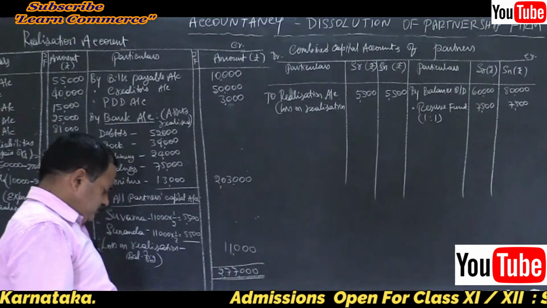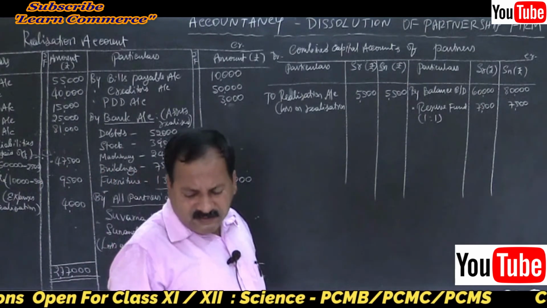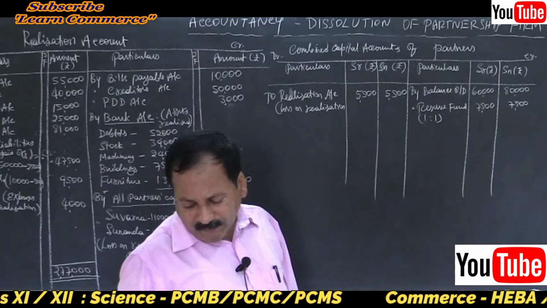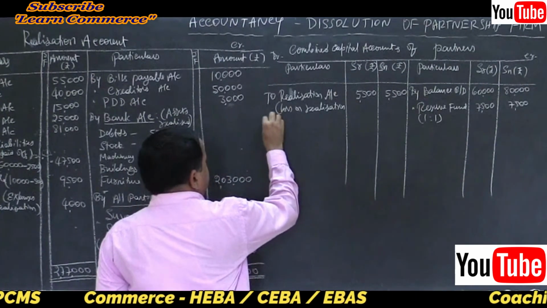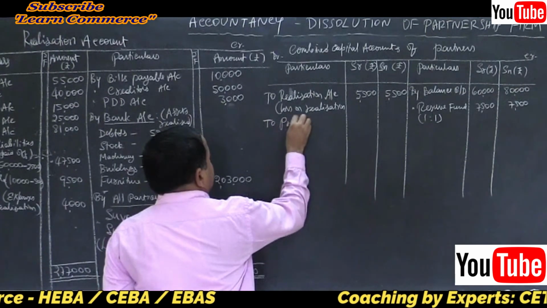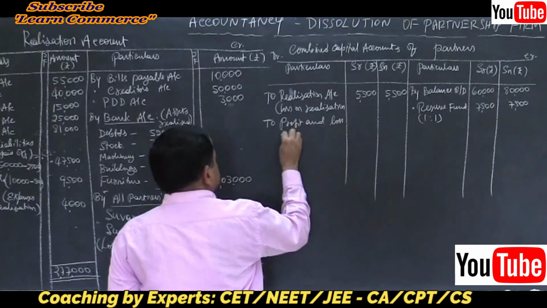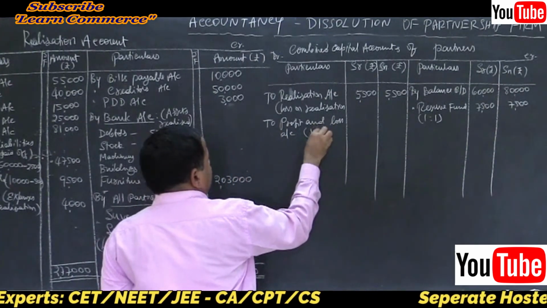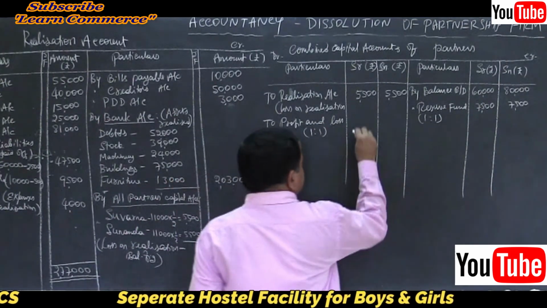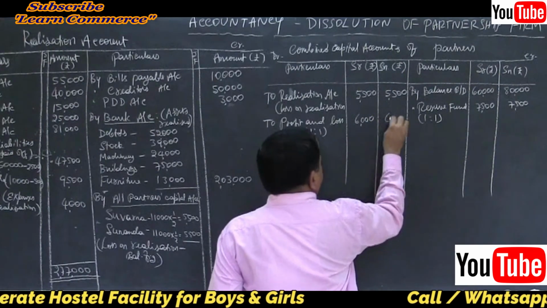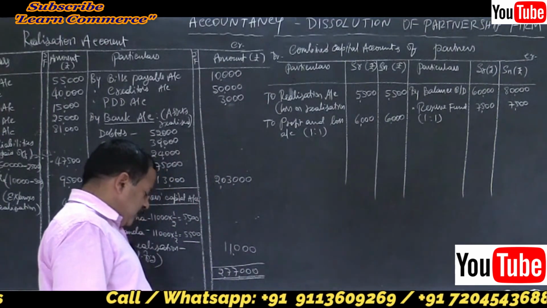Then what? Anything else? There is an accumulated loss in the balance sheet on the asset side. Refer asset side, profit and loss account. 12,000 is nothing but accumulated loss, which should be transferred to the debit side, isn't it? To profit and loss account, 1:1. So it will be how much? 6,000 and 6,000, 6,000 each. Then what else?